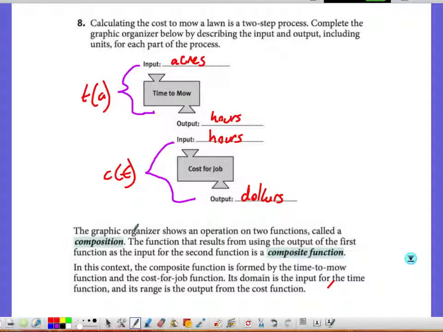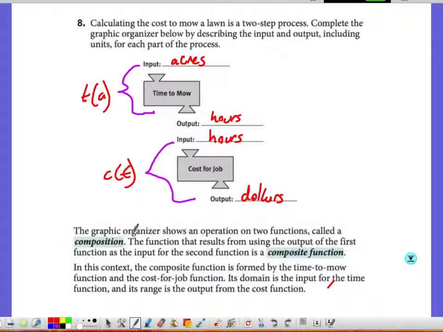So let's read this. The graphic organizer shows an operation on two functions called a composition. The function that results from using the output of the first function as the input for the second function is a composite function. In this context, the composite function is formed by a time to mow function and the cost for job function. Its domain is the input for the time function, and its range is the output from the cost function.